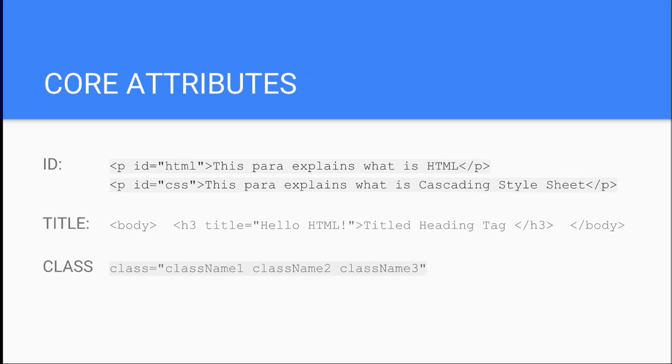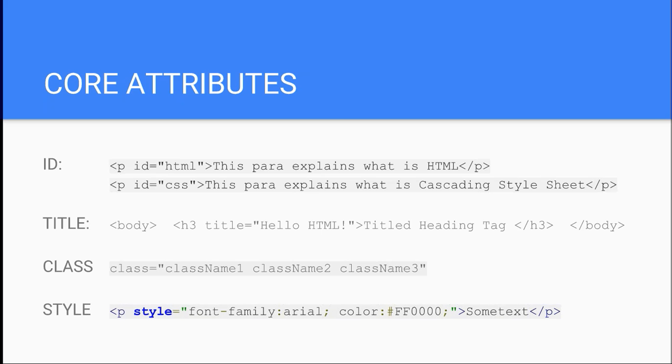And the next core attribute is class. Class is almost similar to the ID, and we are going to deal with classes in CSS. Currently we will not discuss this. We'll talk about this topic in CSS. And the next one is style. Style is also from CSS, but I'm going to execute this one because it's a simple code to show the difference, how this core attribute called style is going to work. Let us see.